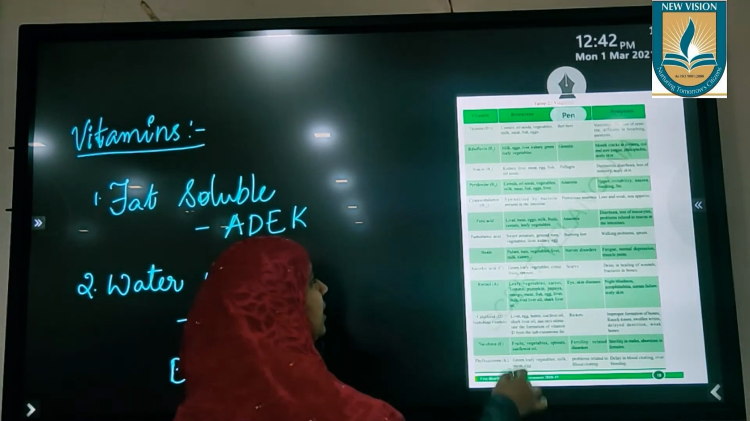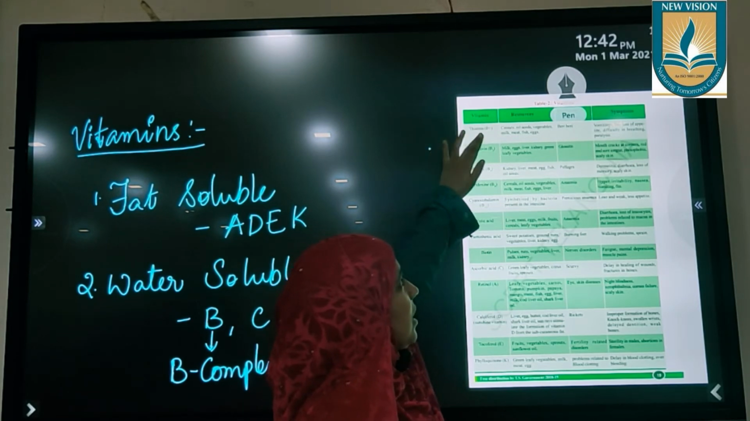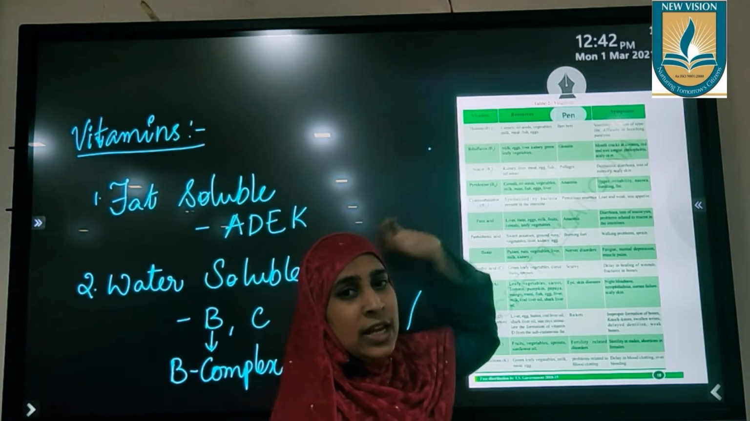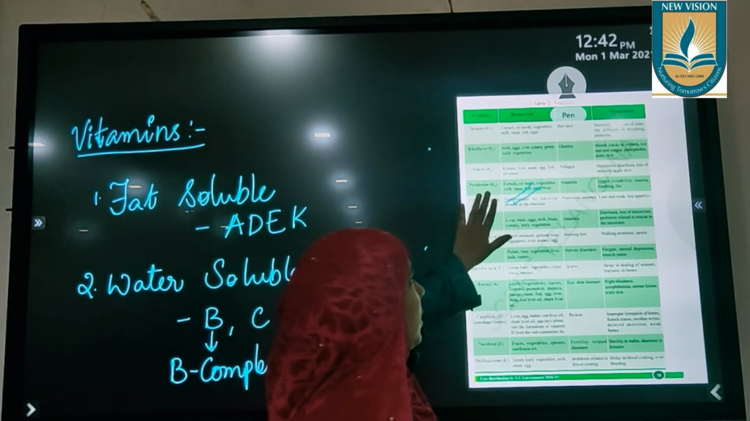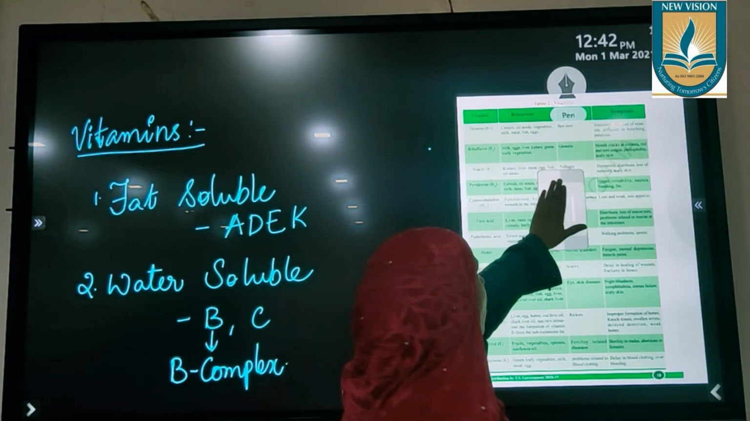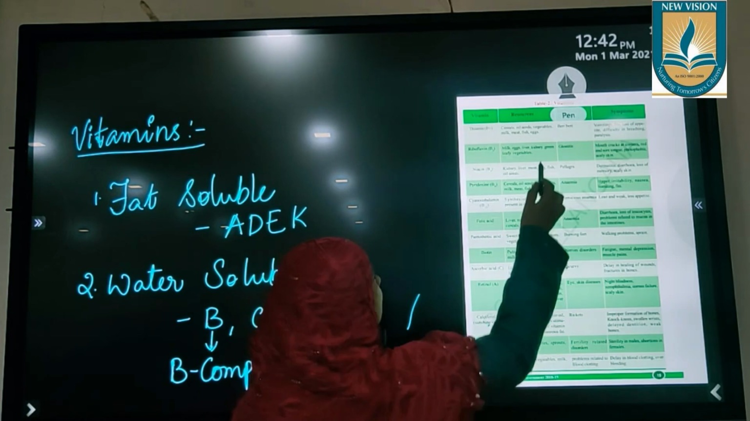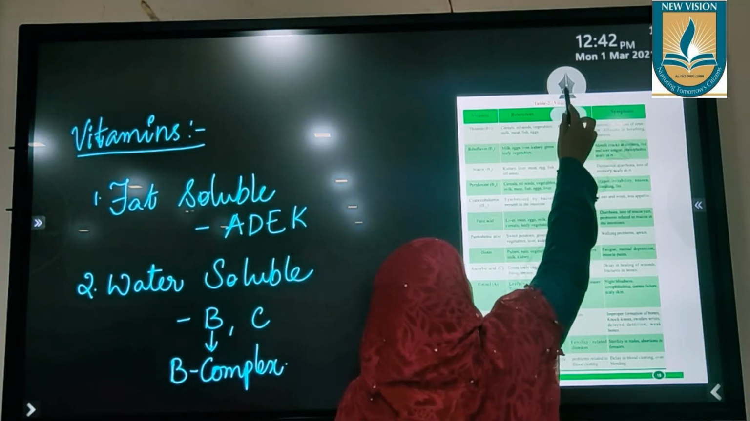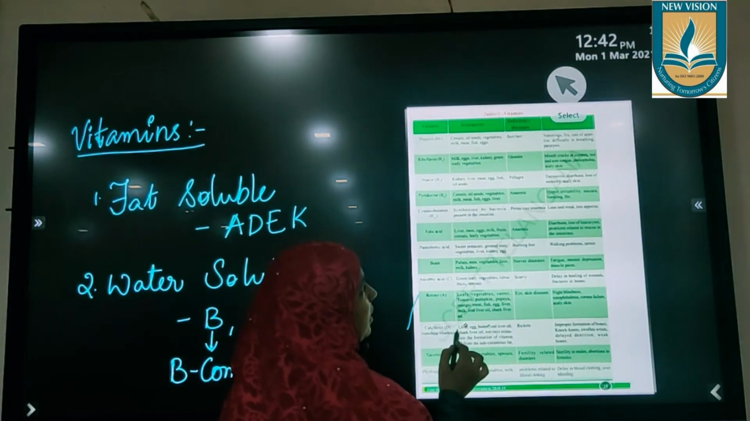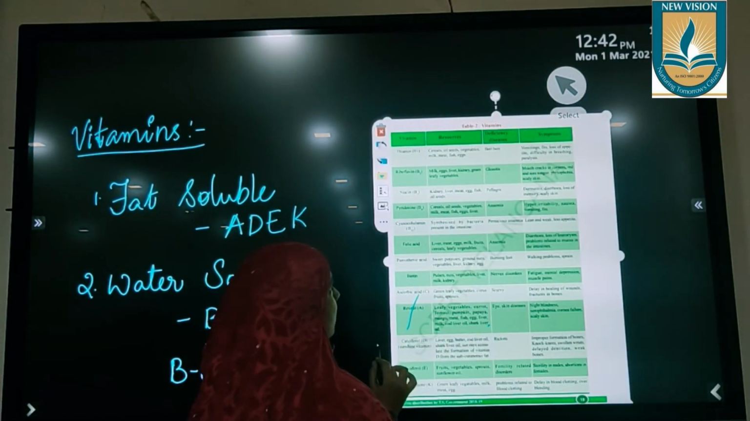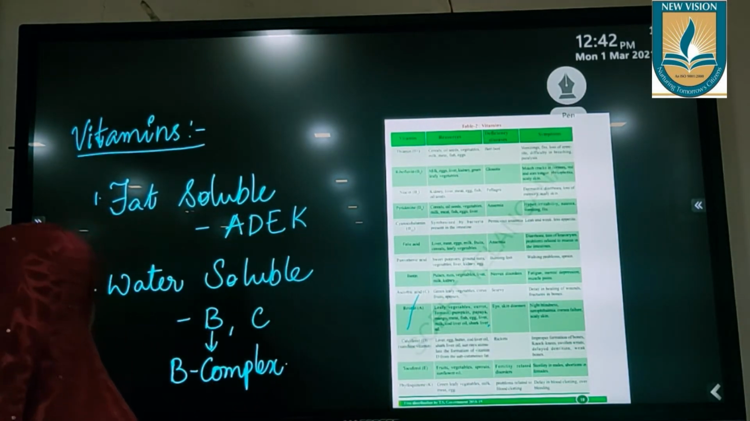We have a chart here. The first column refers to vitamins. The second is the sources in which these vitamins are present. The third is, if you do not consume this vitamin, what disease you are going to get. The last column is about symptoms. One by one we will discuss this.